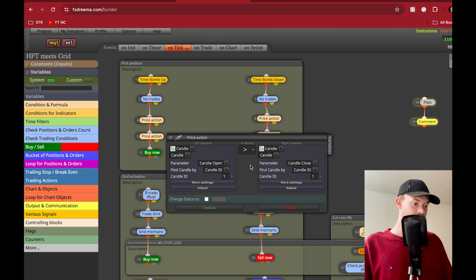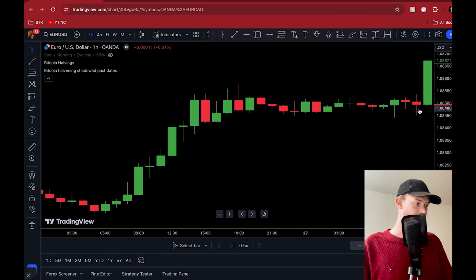This one simply says that the prior candle has to be bearish. Why? Because the candle close has to be below the candle open. The candle open has to be above the candle close. Very simple, very straightforward. So in other words, it just has to be a bearish candle or a red candle.